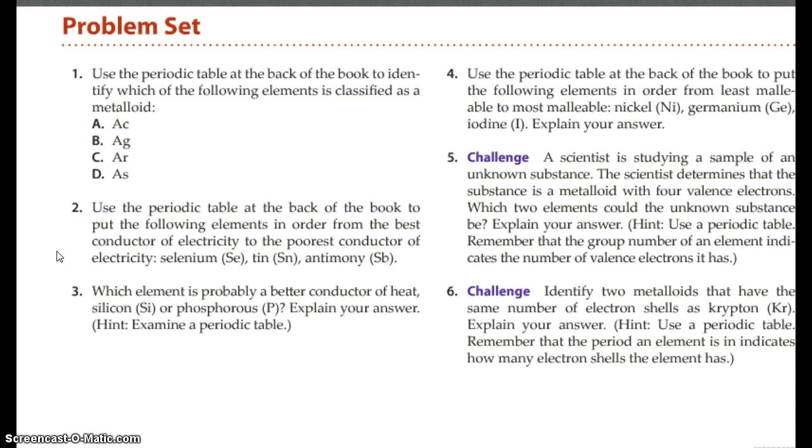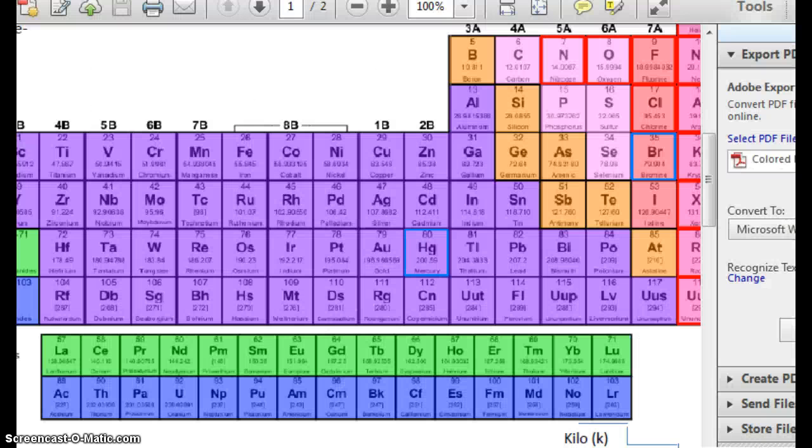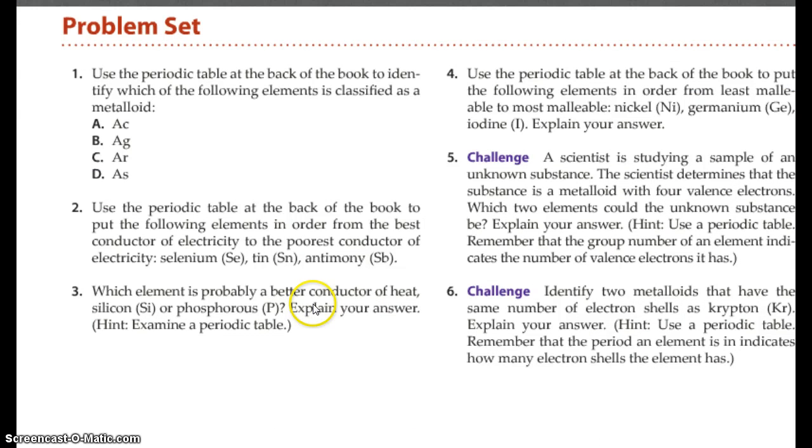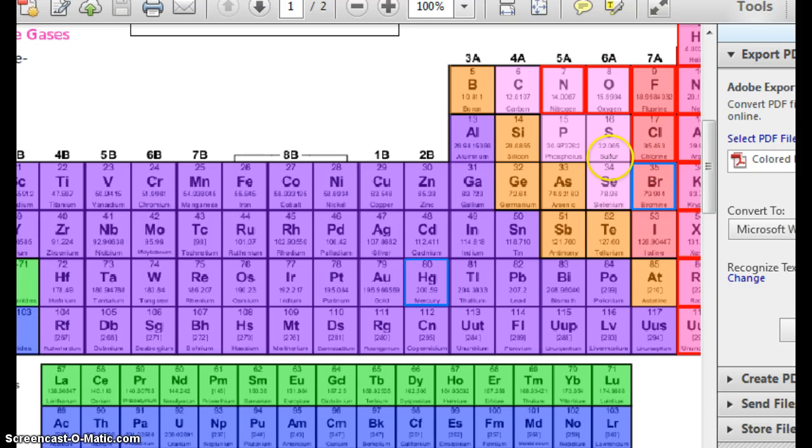Use the periodic table at the back of the book to put the following elements in order from the best conductor of electricity to the poorest conductor of electricity. Selenium, tin, antimony. All right, so which one is going to be the best? Hopefully you know which one is the metal. Which one's the metal? Tin. Tin is a metal. All right, and so now we want to see which one is the metalloid. So if we look at metalloids, that's antimony. So antimony would be in the middle, and that leaves us with selenium, which is a nonmetal, to be the worst or poorest conductor.